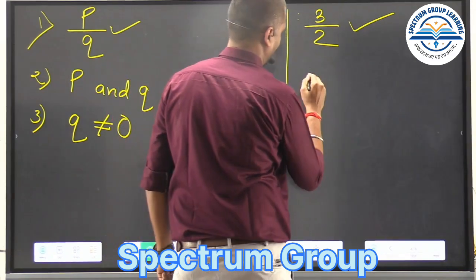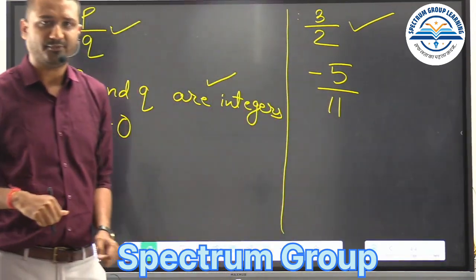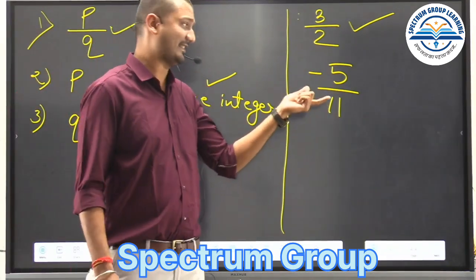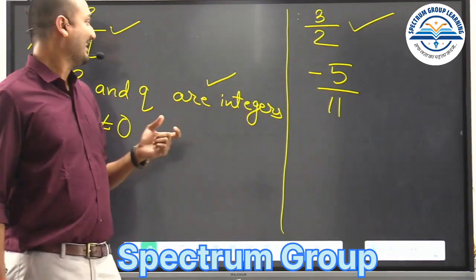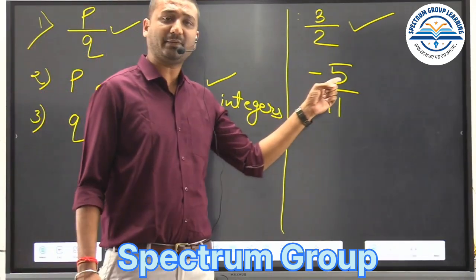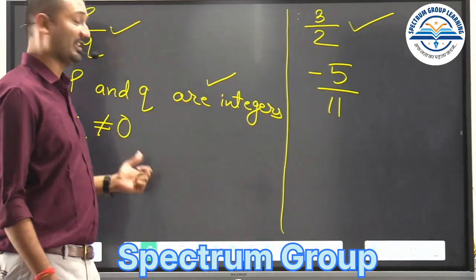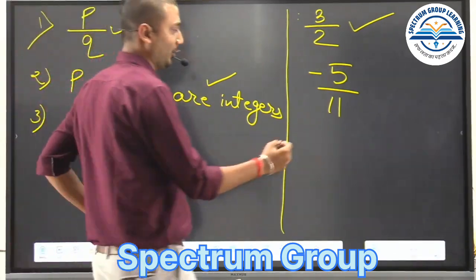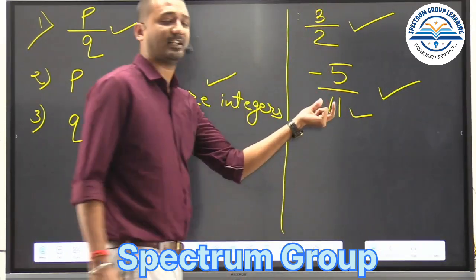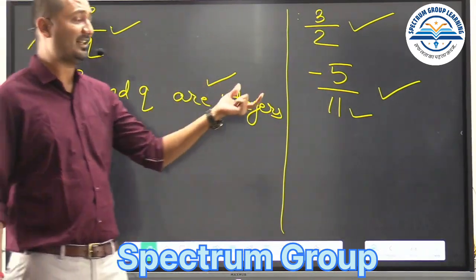Second example, minus 5 upon 11. First condition, the number is written in the form of P by Q. Yes, it is. Second condition, P and Q both are integers. Yes, it is a negative integer and it is a positive integer. Third condition, Q is not equal to 0. The lower value is not equal to 0. That means it has successfully passed all the three conditions. That means it is a rational number.